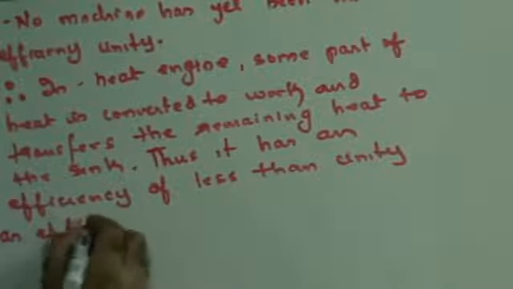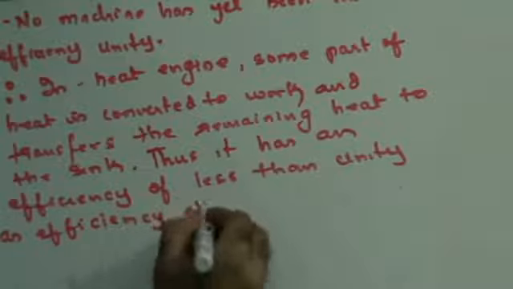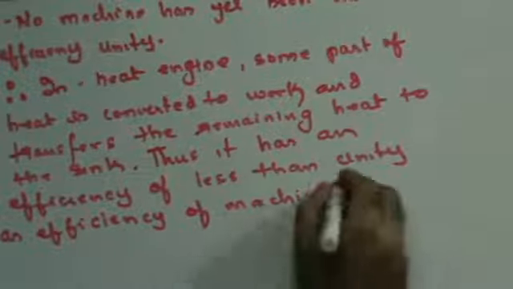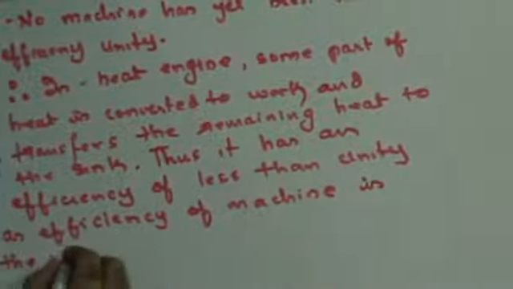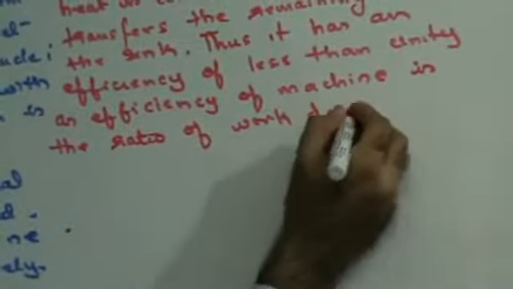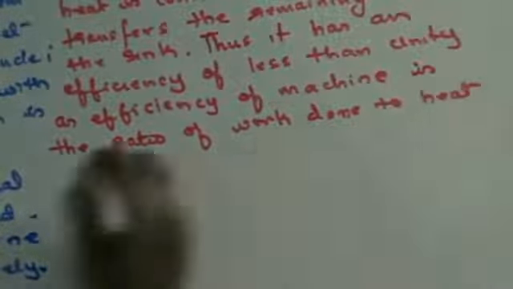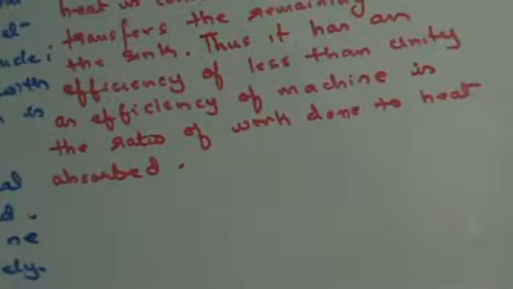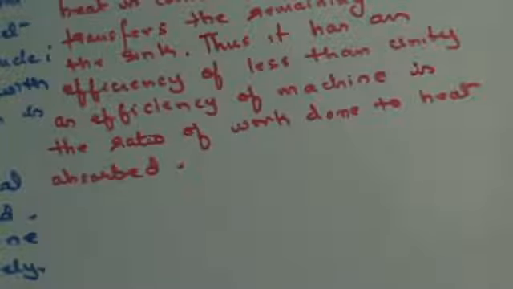It has an efficiency of less than unity as the efficiency of a machine is given by the formula: efficiency of machine is the ratio of work done to heat absorbed. The total heat that is absorbed by the machinery is not used to perform work. Some of it is going into the sink, and that is the reason why the efficiency of the machine cannot be equal to unity. So that was my second law of thermodynamics, right?